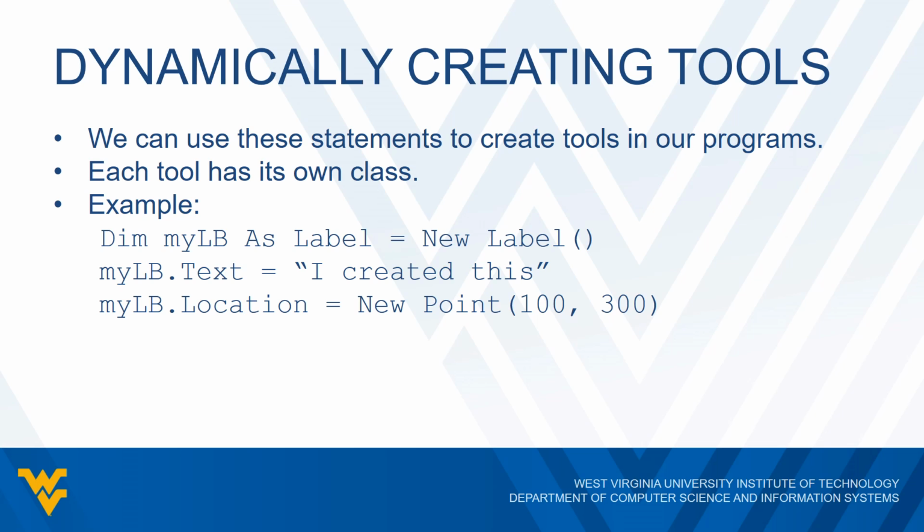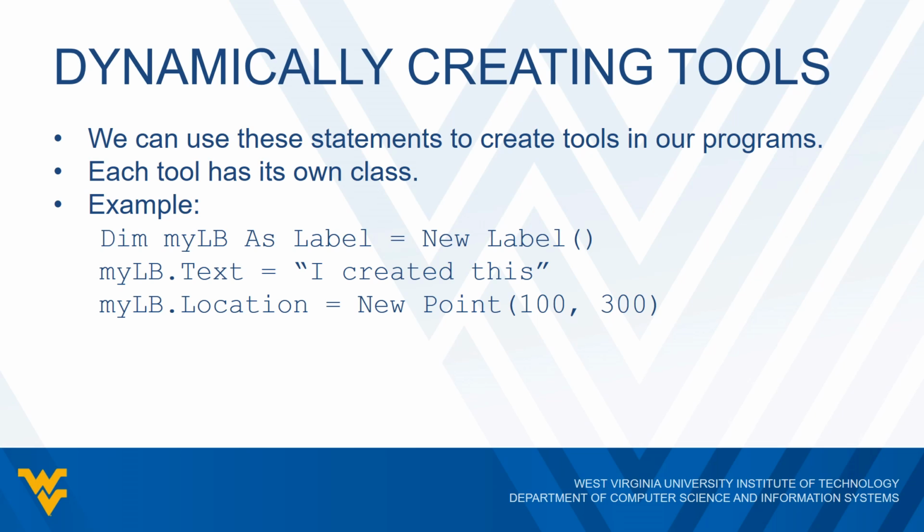And then the third line is going to set the location of that label. And notice that we are creating a new object of the point structure. So we're going to pass an x coordinate to be 100, and the y coordinate we're going to pass 300. So this will completely work. So this would create a new label object, and this label would appear on our form.